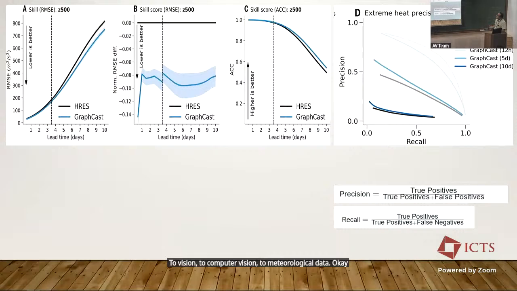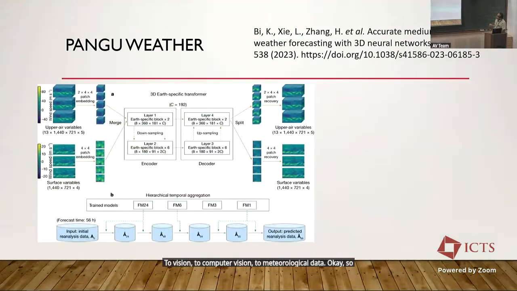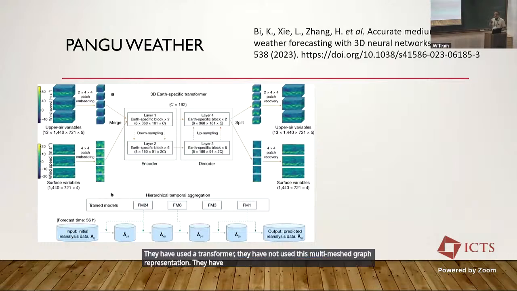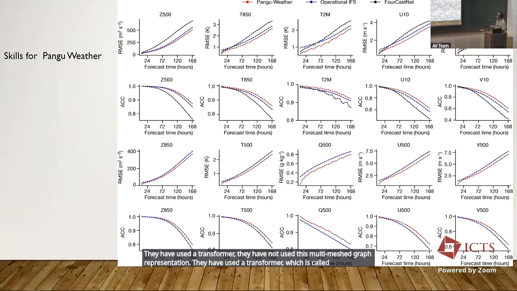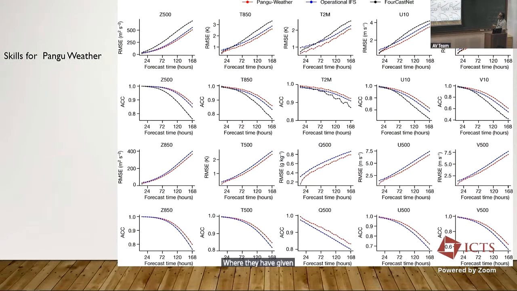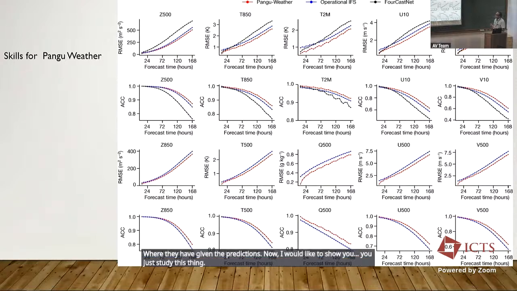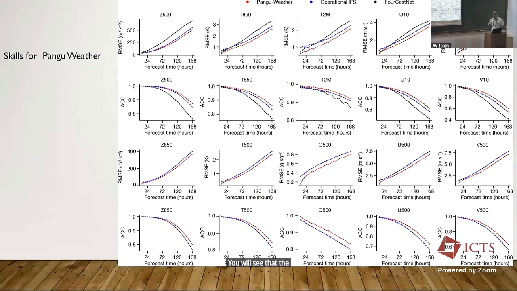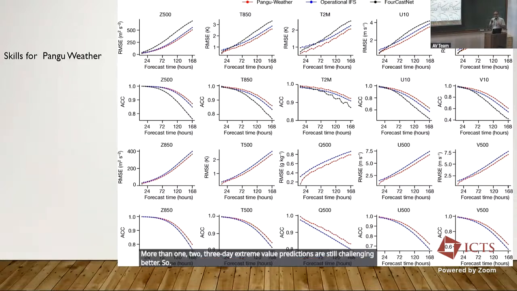Okay, I will touch on one more thing. In Pangu-Weather, they have used a transformer, not this multi-mesh graph representation. They used the Swin transformer, where they have given the predictions. Study this. You will see that even after doing all these things, extreme value predictions beyond 1, 2, 3 days are still challenging. So the last word is still not out.